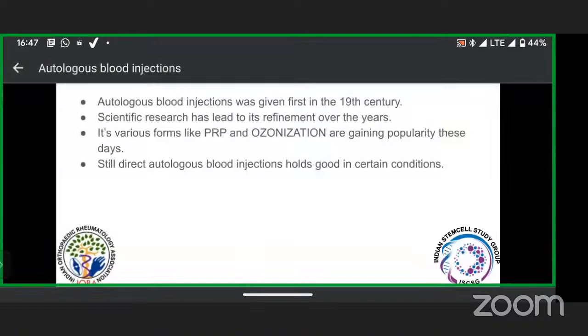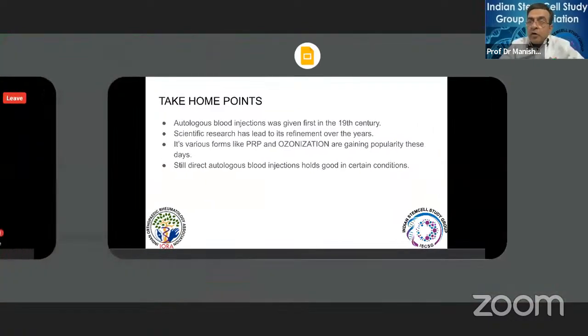Yes, sir. Thank you so much for pointing out such an important topic, autologous blood injection. To summarize, we will say regenerative orthopedics started from blood. If you are using blood, still being used at places, simply we are using the platelets, nothing else. But the add-on WBC or RBC would create a problem. So please do not use it.